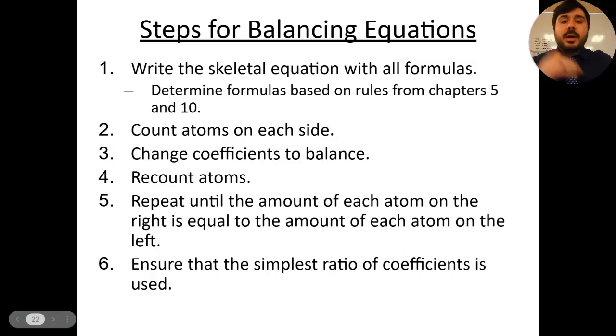And then lastly, we're going to ensure that the simplest ratio of coefficients is used. That should be a no-brainer. Simplifying ratios is a pretty common practice in chemistry. Really, the only time we haven't seen the necessity to simplify our ratios has been in our last chapter, chapter 10. But it's going to come back to us right here in chapter 7.